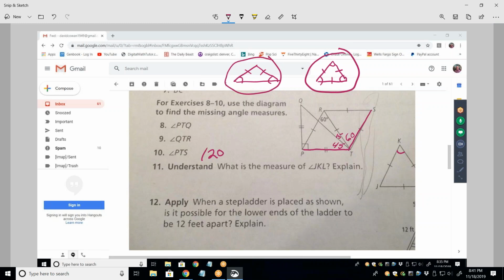Two is isosceles, but 3 is equilateral. And with isosceles, you don't really know all the angles. Equilateral, you always instantly know all three angles. What are each one of them? 60. That's what angle JKL is, 60. So if I explain that, what is the measurement? It'd be 60 degrees because it's an equilateral triangle. Okay. That's all you need to say.